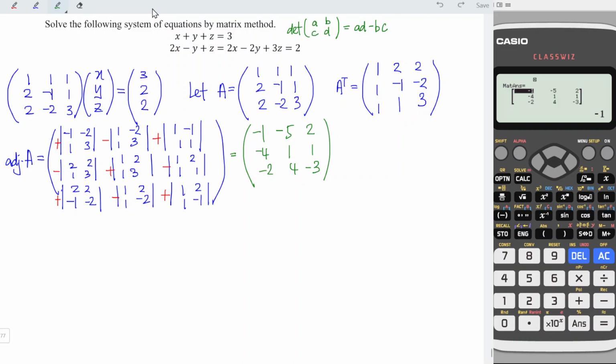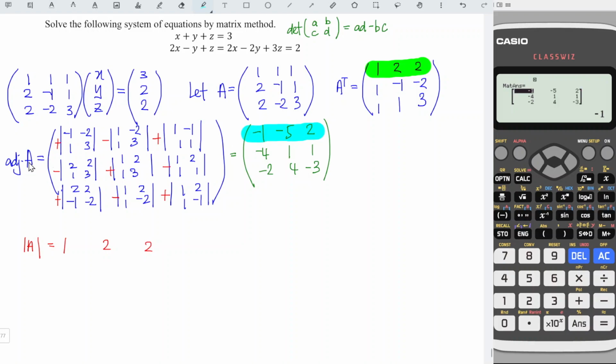Next is to proceed to obtain the determinant. To obtain the determinant, we just have to copy the first row of the entries of transpose matrix. So we have 1, 2, 2. And then copy the first row of the entries of the adjoint matrix, and we just have to apply without sum. So we have negative 1, negative 5, and 2. We have to sum them up. So we should have 1 times negative 1 plus 2 times negative 5 plus 2 times 2 is equal to negative 7.